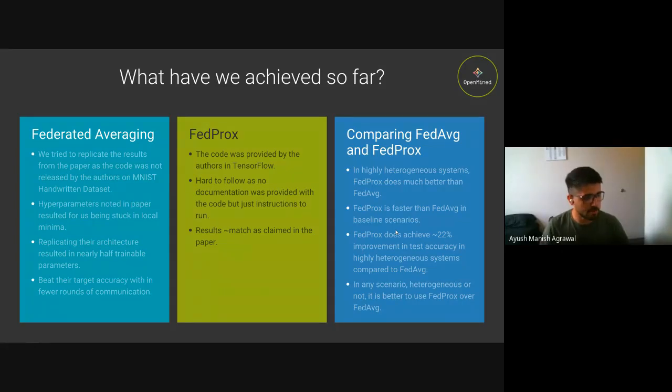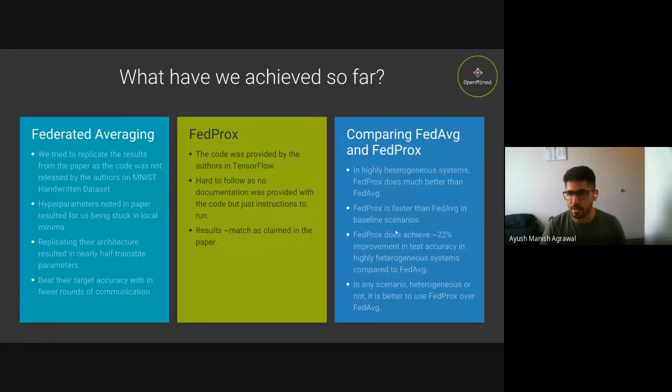On the other hand, right now I was working with implementing FedProx, for which the code was provided on TensorFlow, but due to lack of documentation, it was very hard to follow. Although with FedProx, we noticed that most of the results matched as they claimed in the paper. So there is a very interesting trend here where things are not matching at all in some cases, but for the most part, we can match the results, but it's not as easy as just going through the literature and taking their hyperparameters and making it work.